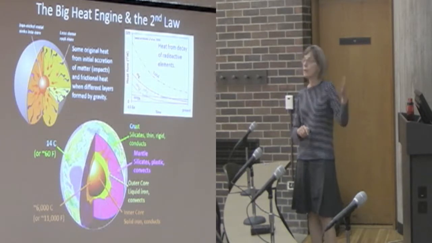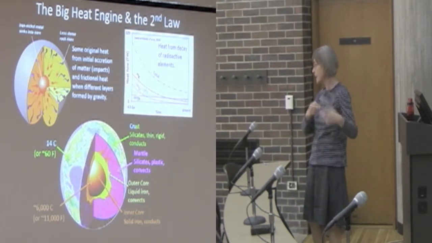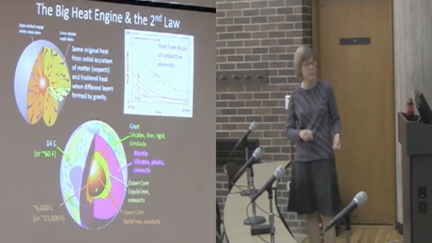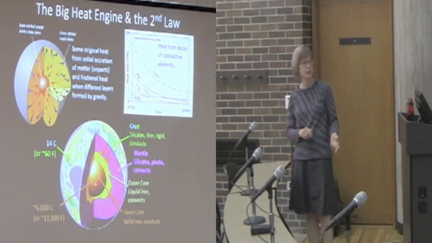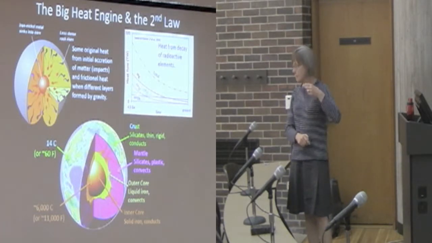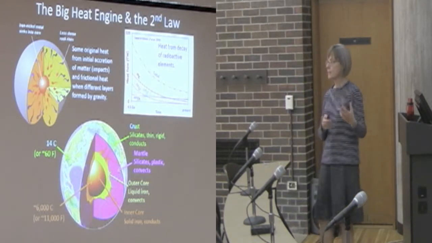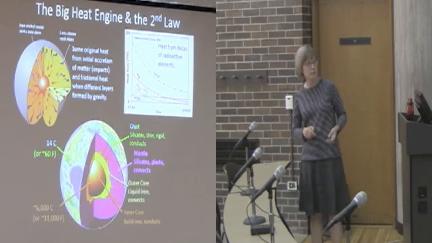Okay? So if we think of the second law, heat has to move from the hot areas to the cooler areas. So heat is coming out of the center of the Earth to the surface of the Earth constantly. And the main source today, again, are the radioactive elements that are decaying. So the heat that's coming out of the Earth has created different layers to the Earth.